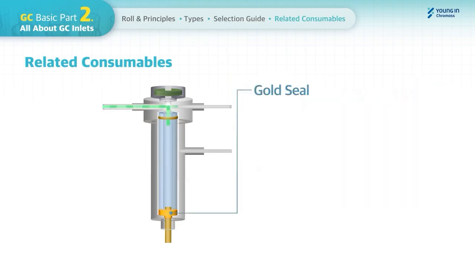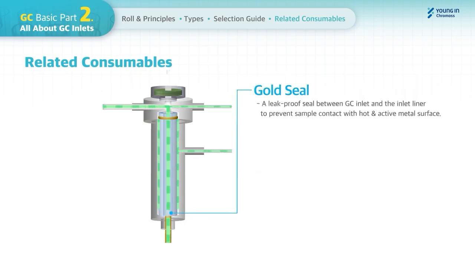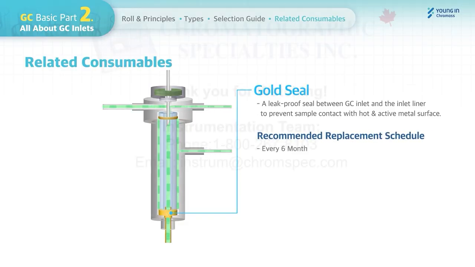The last part we're going through is a gold seal located between the GC inlet and the inlet liner. This prevents sample contact with hot and active metal surfaces and is mostly used in splitless inlets. This needs to be replaced every 6 months.